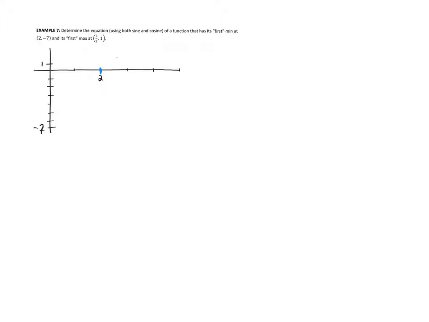All right, so I have a fresh page for this last problem, example 7. This is probably the trickiest of the types. It's not terribly different from the one we just did. It's just that we don't have a picture to go with it, so we'll generate a picture. We're given 2 points, two very special points. One is the first minimum of this function. It occurs at (2, -7), and its first maximum is at (7/2, 1).